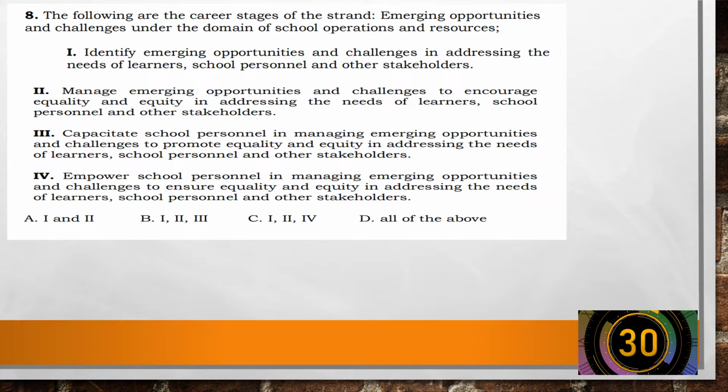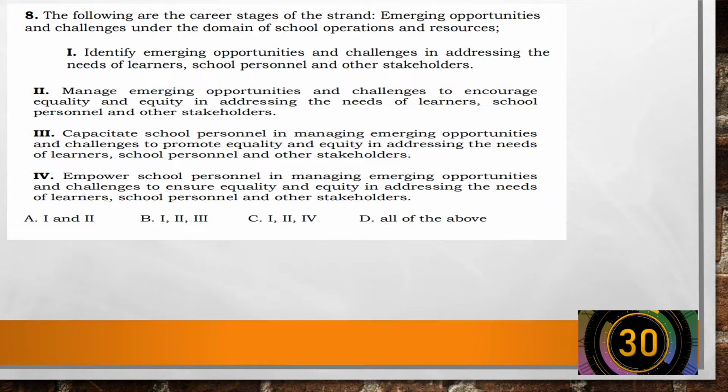Number 8. The following are the career stages of strand emerging opportunities and challenges under the domain of school operations and resources. Roman numeral number 1, identify emerging opportunities and challenges in addressing the needs of learners, school personnel, and other stakeholders. 2. Manage emerging opportunities and challenges to encourage equality and equity in addressing the needs of learners, school personnel, and other stakeholders. 3. Capacitate school personnel in managing emerging opportunities and challenges to promote equality and equity in addressing the needs of learners, school personnel, and other stakeholders.